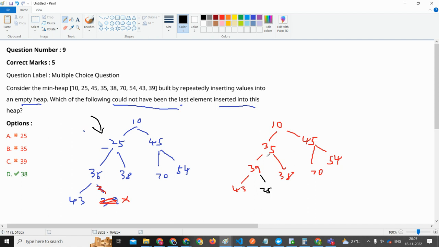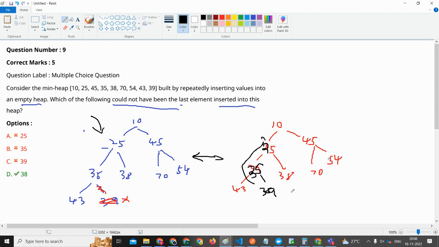Correct. So Uma, if you're inserting 25 here, what will happen? 25 will go up and 39 will come down, right? So 25 is here and 39 is over here. Now 25, 35, so we interchange these two. Now these both look similar, right? So if you have inserted 25, it would have gone over this path.